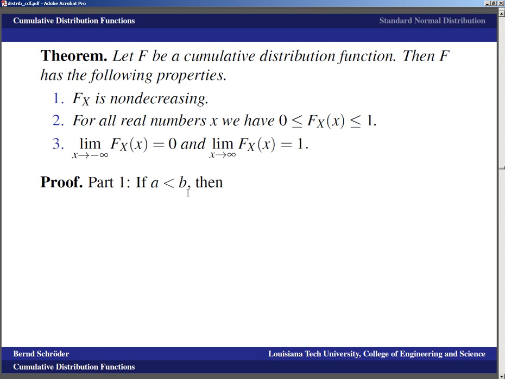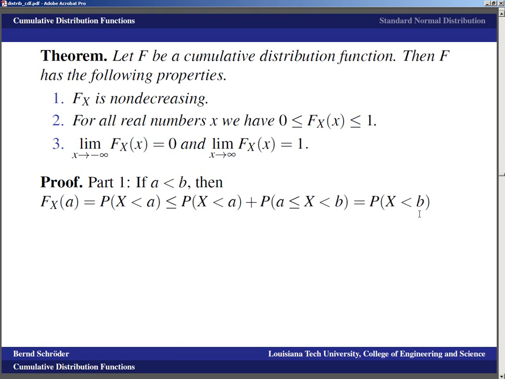For part 1, well, if a is smaller than b, right, that's what we have to talk about when we talk about stuff that is non-decreasing, well then, the value of the cumulative distribution function at a is the probability that x is smaller than a, which is less than or equal to the probability that x is smaller than a plus the probability that x is between a and b. And that's the probability that x is smaller than b, and that's the cumulative distribution function at b. So we have a smaller than b implies that F of a is smaller than or equal to F of b, and that's what it means to be non-decreasing.